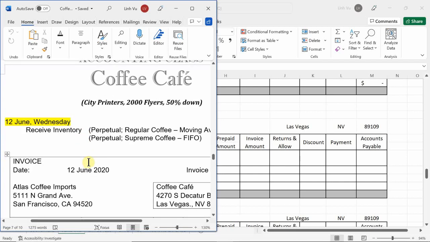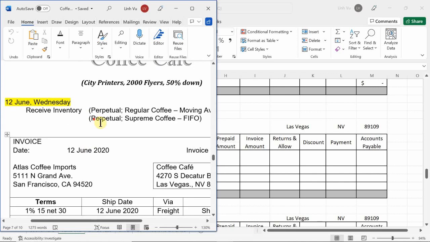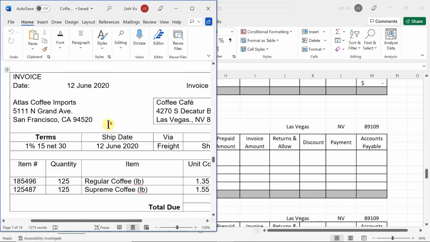So then that very same day, June 12th, we end up receiving our coffees. Okay, Mike, our coffees are going to be perpetual inventory. So I got a perpetual regular coffee, which is going to be using moving average. And then I also bought perpetual Supreme coffee, which I'm going to use FIFO to go ahead and calculate. Okay? So here is the billing information.